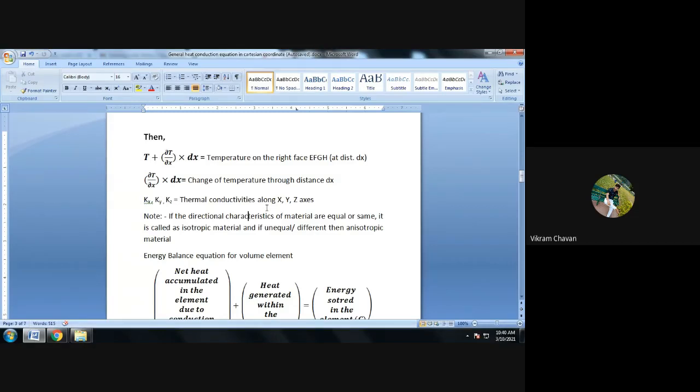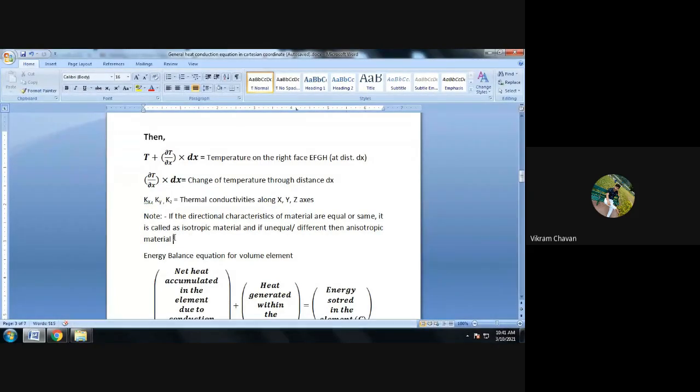And if unequal or different, then it is an anisotropic material. Okay, full stop.